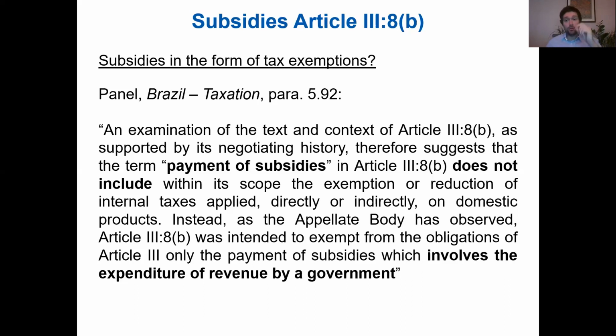So there is one important caveat when we talk of such subsidies. It is important to understand that these subsidies will only work as long as we talk of expenditures of revenue by government. Once we find any other forms of subsidies, when government supports businesses but doesn't really pay, the financial contribution takes a different form, not implying the expenditure by the government, then we do not qualify for Article 3.8b.